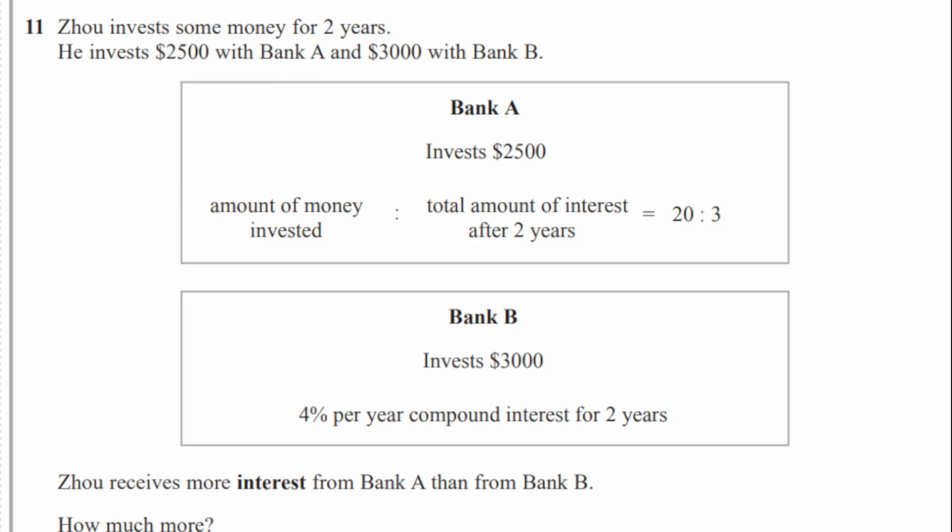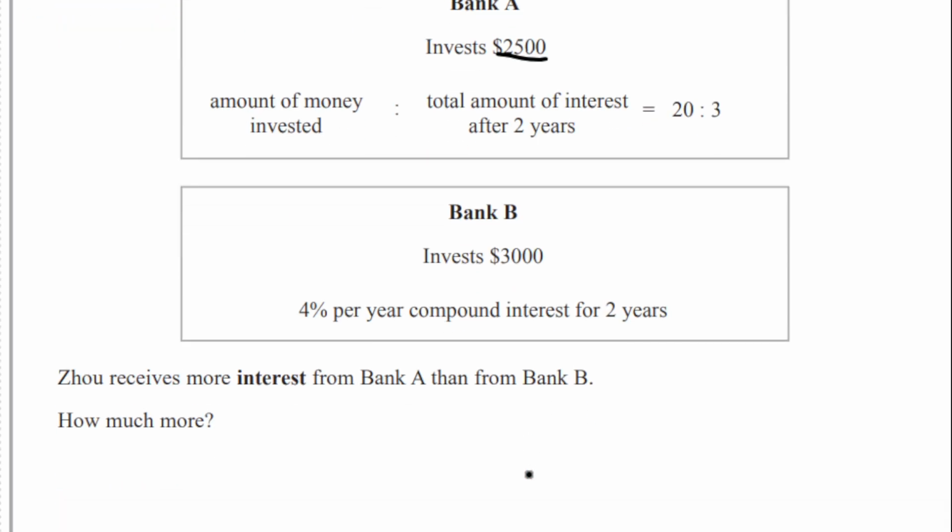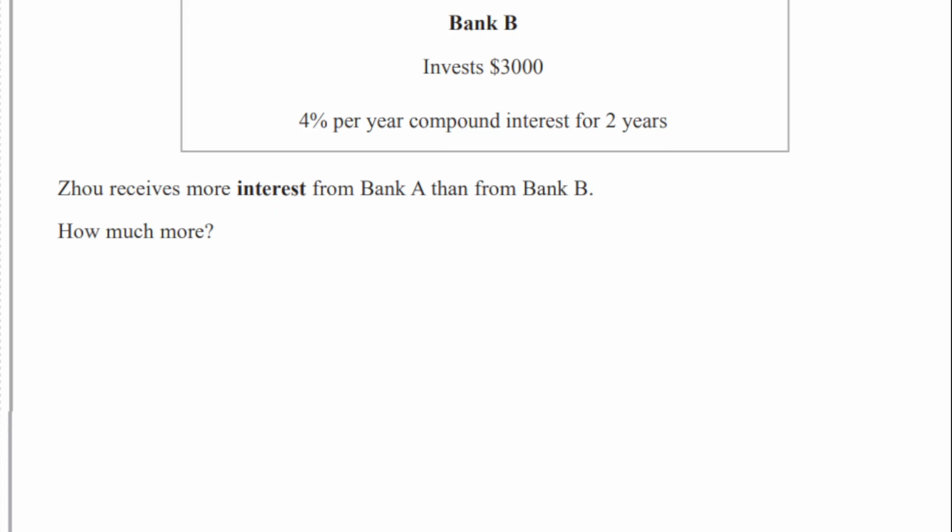Bank A, he invests 2,500 and they give you the ratio. So the ratio of the amount of money he invested to the total amount of interest of the 2 years is 20 to 3. Bank B, he invests 3,000, 4% per year, compound interest for 2 years. And then the question says, Zhou receives more interest from Bank A than Bank B.